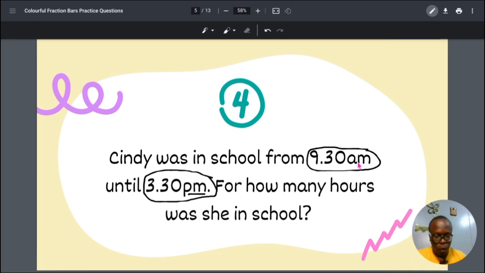It is the morning time, you leave it the same way. The PM time is the one that you change by adding 12 hours to it. You add 12 hours to it. So 3:30 being changed to 24-hour time, I'm going to add 12 to this.